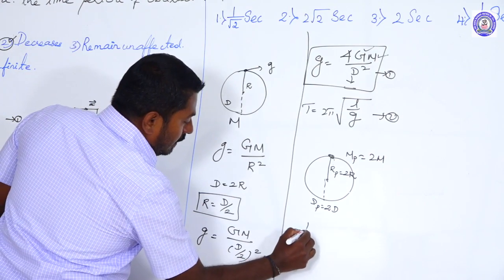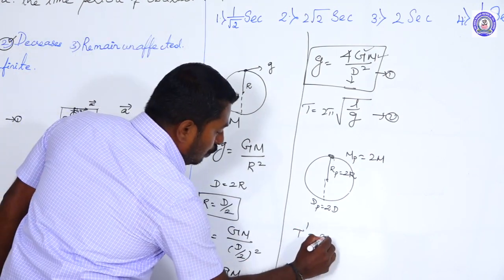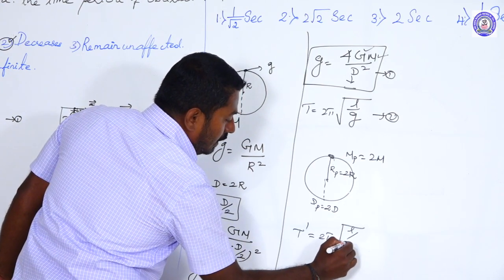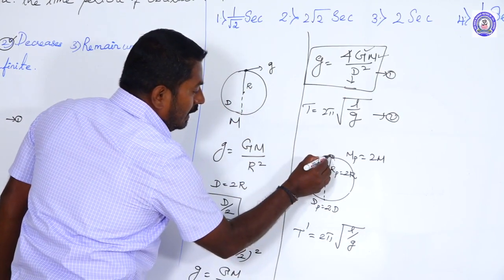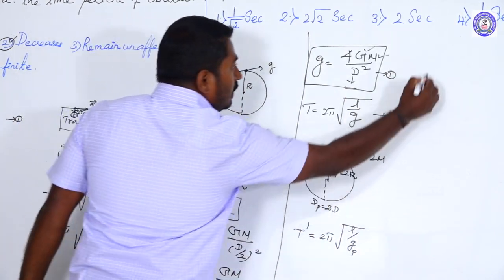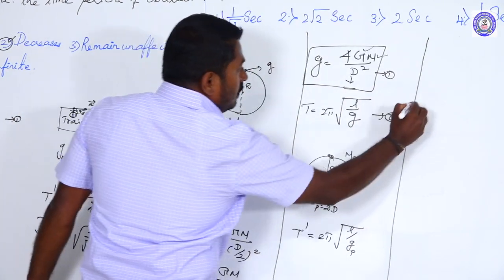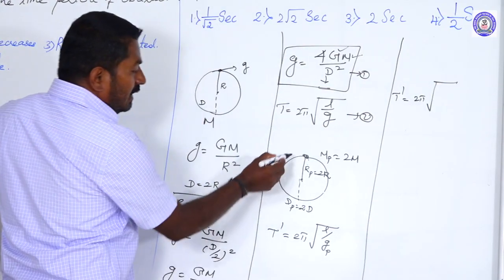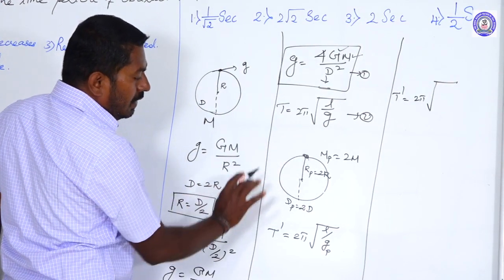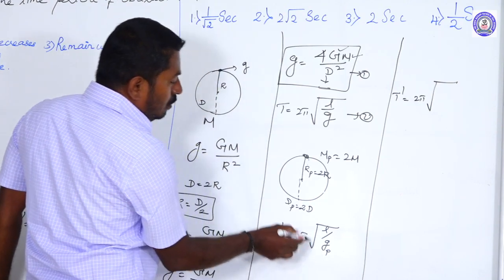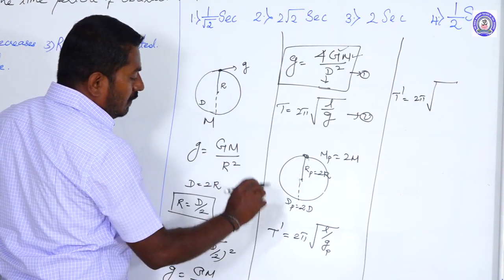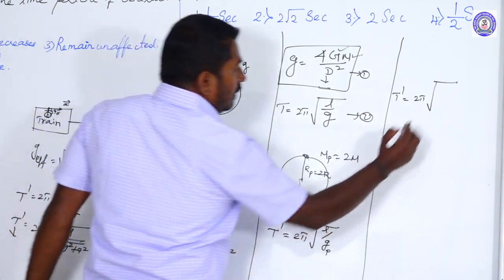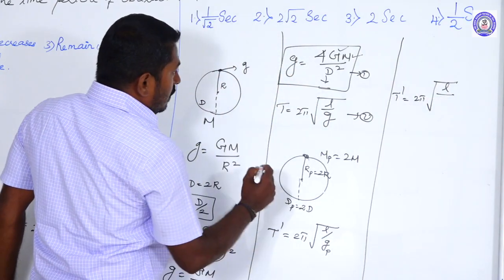Then the time period T prime is equal to 2 pi into square root of L divided by acceleration due to gravity at the surface of the planet. So T prime is equal to 2 pi square root of length of the simple pendulum on this imaginary planet, which will not change, but only acceleration due to gravity at the surface of the planet changes. T prime is equal to 2 pi square root of L divided by gp.